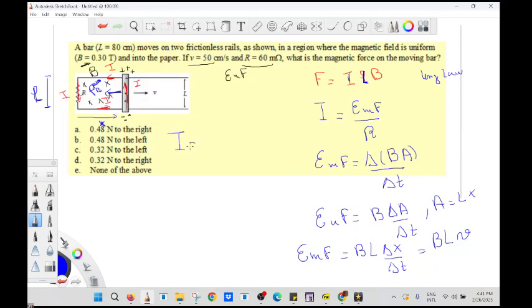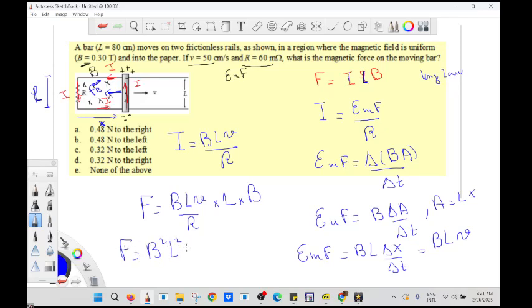So we go back. The current will be BLv over R. So the magnetic force will be the current, BLv over R, times L times B. So the magnetic force will be B squared L squared v over R.